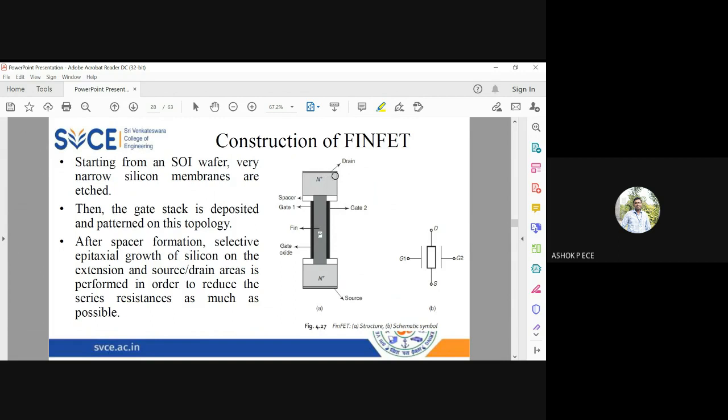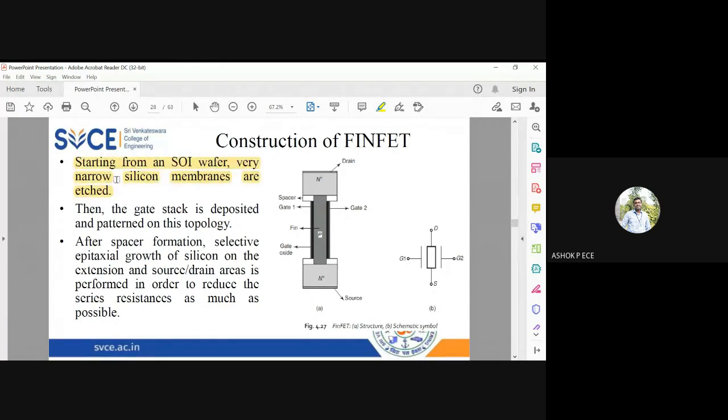So you can see the structure-wise how it is. Usually everything will be a proper rectangular structure, but here you see the source and drain are larger in size, and in between the source and drain you have a p-type fin. Above and below the p-type fin I'm going to have a silicon dioxide insulating layer. On both sides of the silicon dioxide insulating layer I'm going to have gate 1 and gate 2. This p-type layer between the two n plus regions is called the silicon fin.